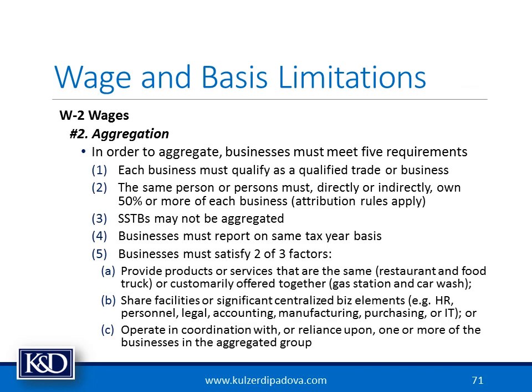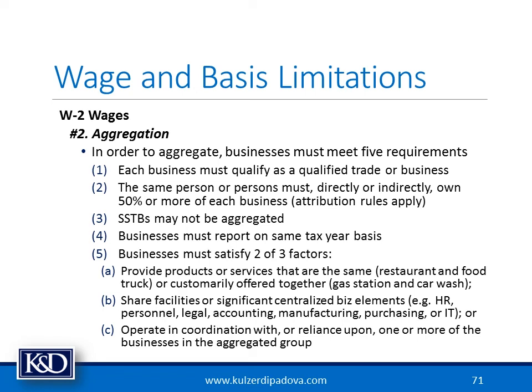So in order to aggregate, businesses have to meet five requirements. They each have to qualify as a qualified trade or business, and I'm going to talk about that later. The same person or group of persons must own 50% or more of each business, and normal attribution rules do apply to this. Family members, trusts, and controlled entities are all attributed as one person. You can't aggregate specified service trades or businesses. So if in my example the operating company was a law firm, you couldn't aggregate it with the LLC that owns the property. The businesses have to report on the same tax year, and they have to satisfy two of the three factors. Basically, they can't be unrelated businesses.